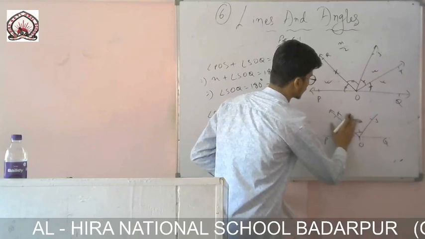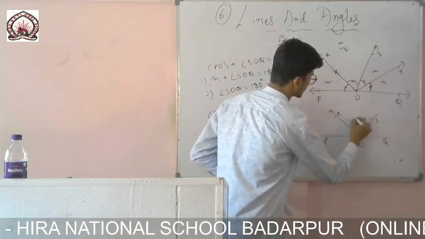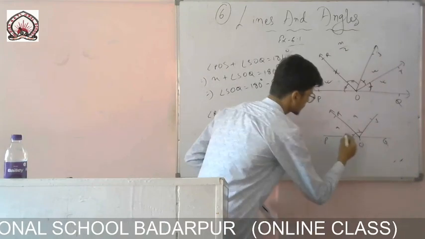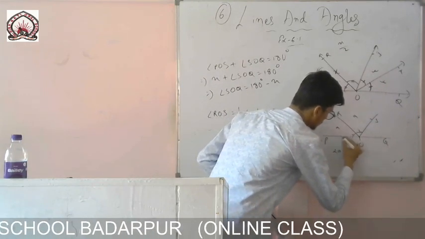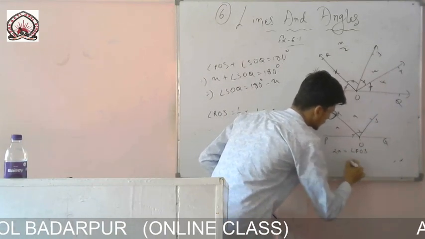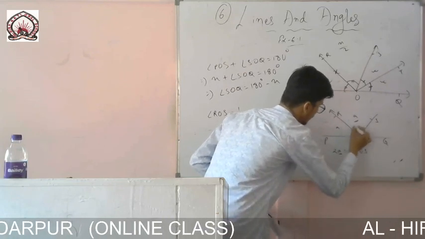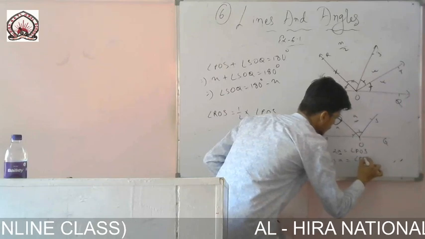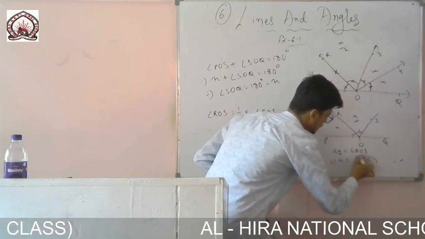If I take, okay, you see one thing. If I take this one as A, so this one is also the same, A. So that means A plus A, it is twice A, equals the whole angle POS. So if I want to find only one part, then A will be equal to POS by 2. That means half of the whole angle.